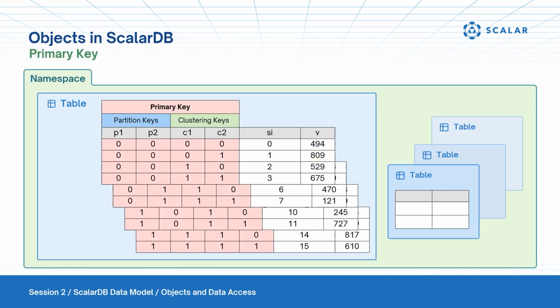When we use a term as primary key, we actually refer to the combination of the partition key and the clustering key. The primary key uniquely identifies each record. A big challenge in managing databases is how to provide efficient access to stored data. ScalarDB offers secondary indexes as an alternative way to identify target records stored in the database. In this example, the secondary index value 2 is used to identify the target record.